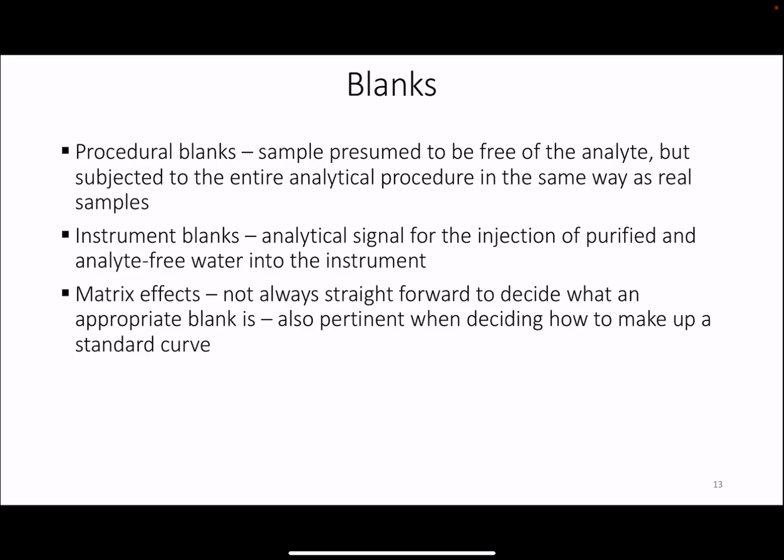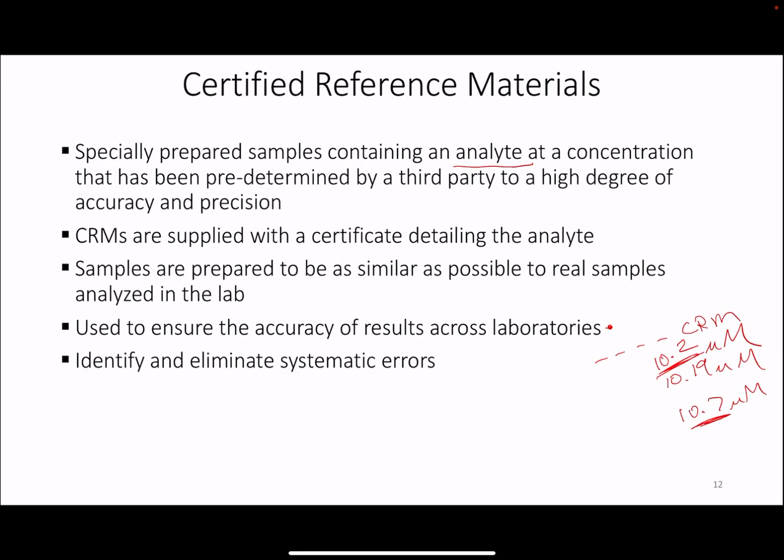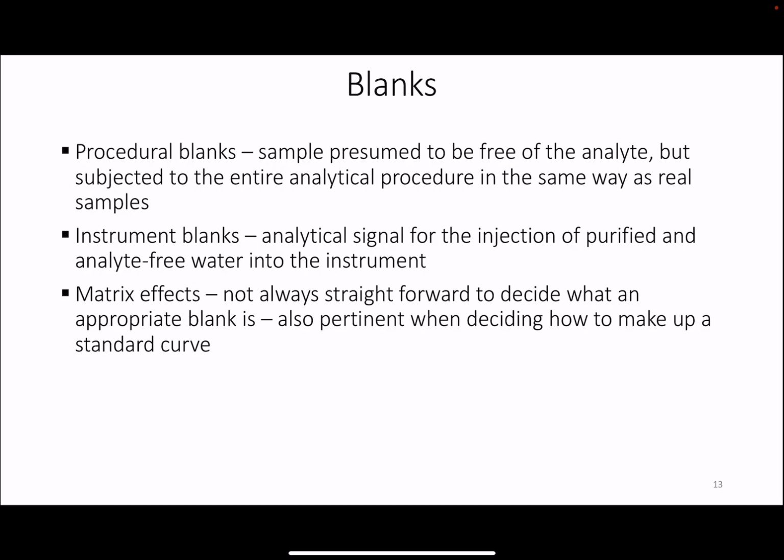Okay, the other thing that is really critical are blanks. So these are samples that should have nothing in it that you want to measure, but we subject them to the entire analytical procedure in the same way as real samples. And that's how you would pick up contamination. So if you ran a procedural blank in this example, you would probably find that your procedural blank would have about 0.5 micromolar of whatever you were looking for in it, because something in your procedures has added to this. By running a procedural blank, you can figure this out fairly quickly.